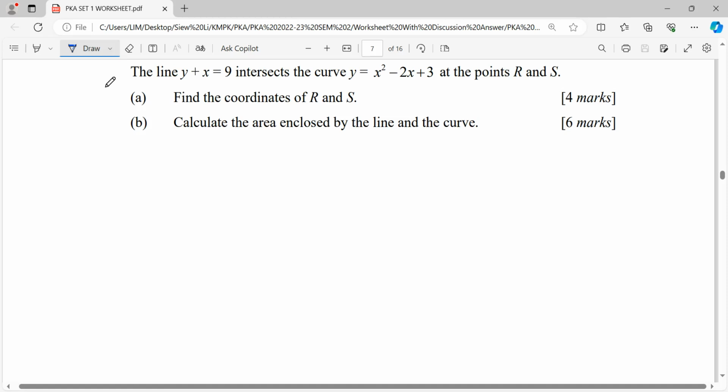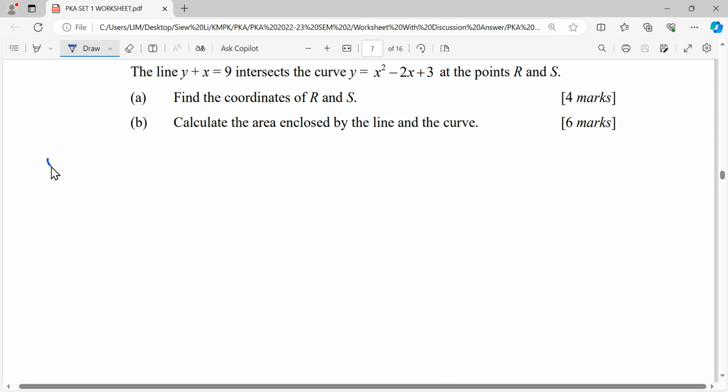Hi everyone, for this question, given that the line y plus x equals 9 intersects the curve at the points R and S, find the coordinates of R and S, which means their intersection points. Then we calculate the area enclosed by the line and curve. So first of all, we try to draw this out.